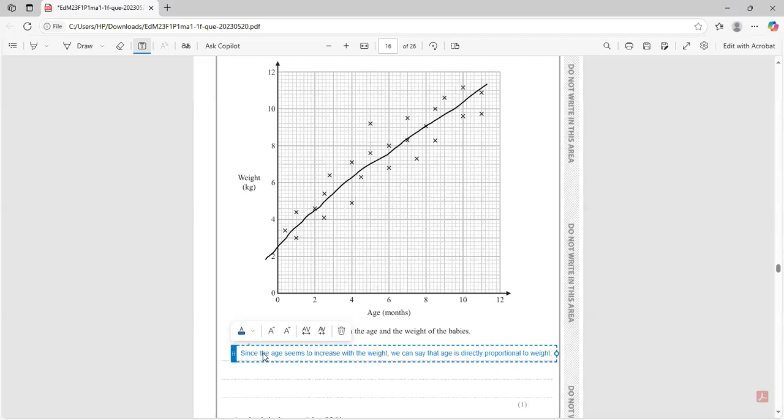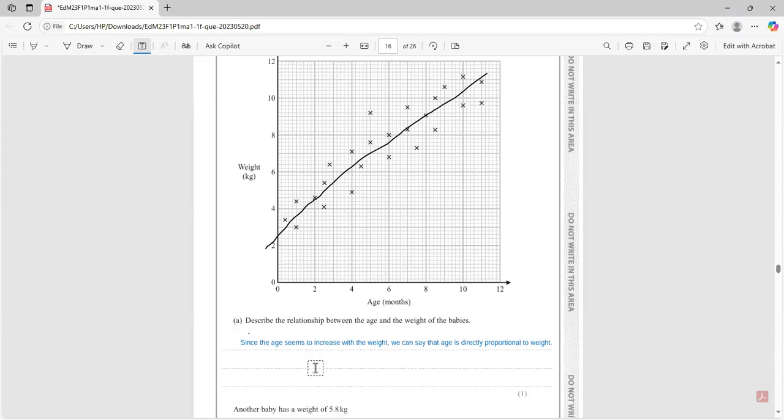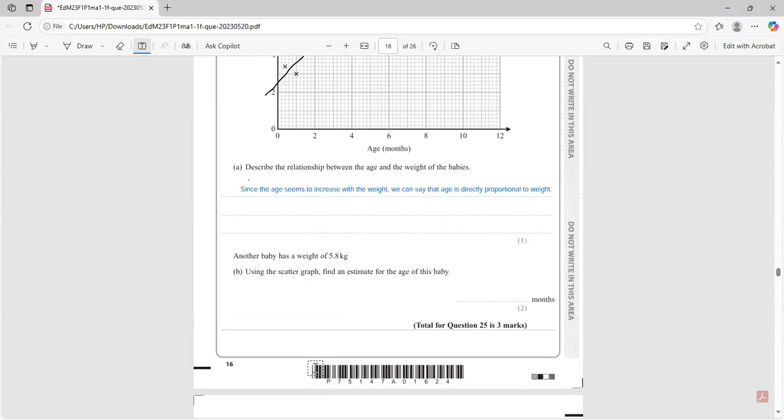Okay. All right. So you might want to check with the marking scheme if anything was added to this. But this is my own conclusion, okay, about the relationship between the age and the weight of the babies, okay? Do you have any questions on this?